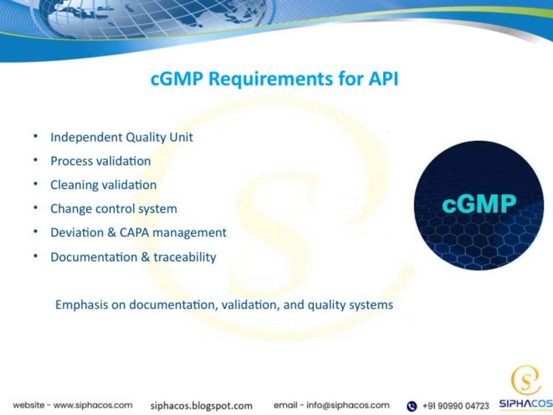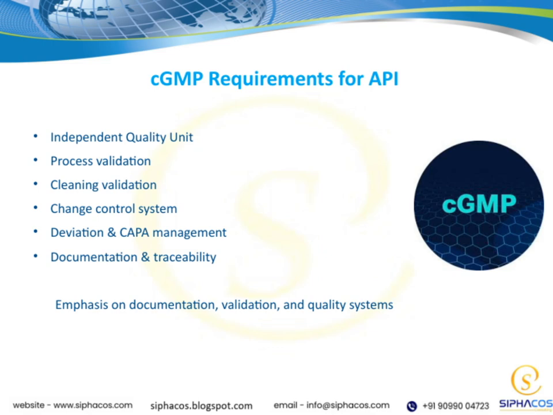Process validation is another critical element. It involves demonstrating that our manufacturing processes consistently produce APIs that meet predetermined quality criteria. Validation helps us minimize variability and ensure product quality from batch to batch. Cleaning validation is equally important. It ensures that cleaning procedures effectively eliminate residues, preventing contamination between different production runs. This step is vital for maintaining the purity and safety of the APIs.